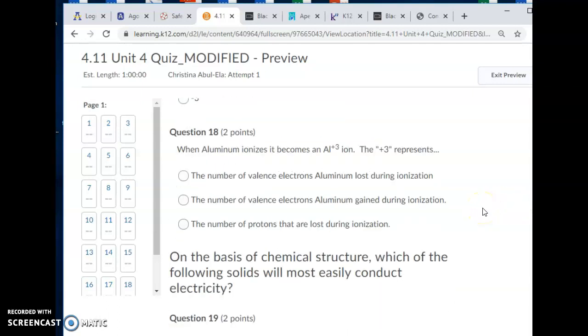Question 18. When aluminum ionizes, it becomes an Al+3 ion. The +3 represents the number of valence electrons aluminum lost during ionization, the number of valence electrons aluminum gained during ionization, the number of protons that are lost during ionization.